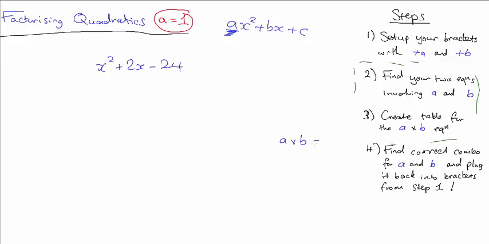A times B is going to give you minus 24. Always be careful with the minuses and positives. And they're going to add to give you plus 2. So let's think about this. So let's go for A and B. And you know, the reason 24 is annoying, there's so many ways you can multiply to get 24. So anyway, let's go for the possibilities.